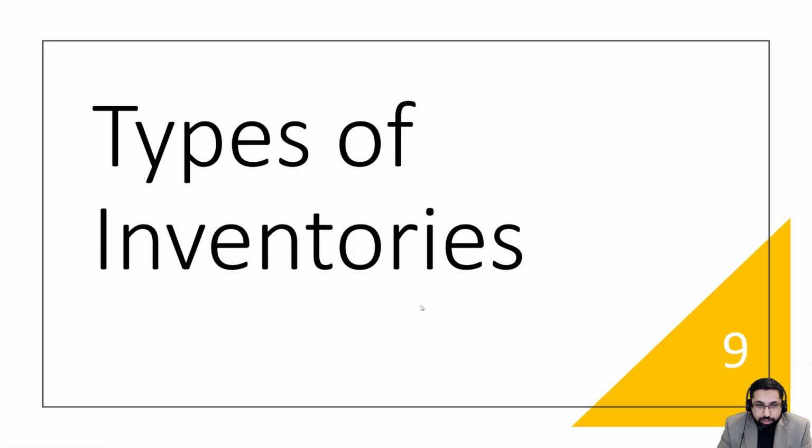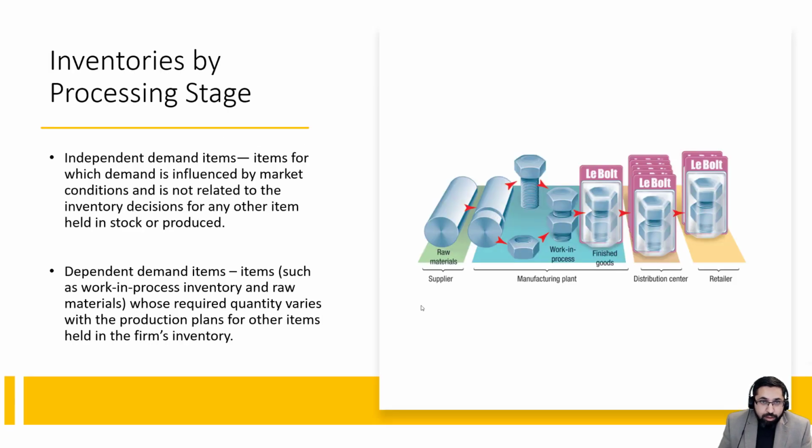Types of inventories. So we can think about inventories by processing stage. So you have raw materials that might come from a supplier. Then you might have work in process inventory, which is where you've processed the raw materials, but it's not final. Then you can have finished goods. Then the manufacturer ships the finished goods to the distribution center. It's still finished goods in the distribution center, and then it makes its way to the retailer and gets sold as finished goods, right?